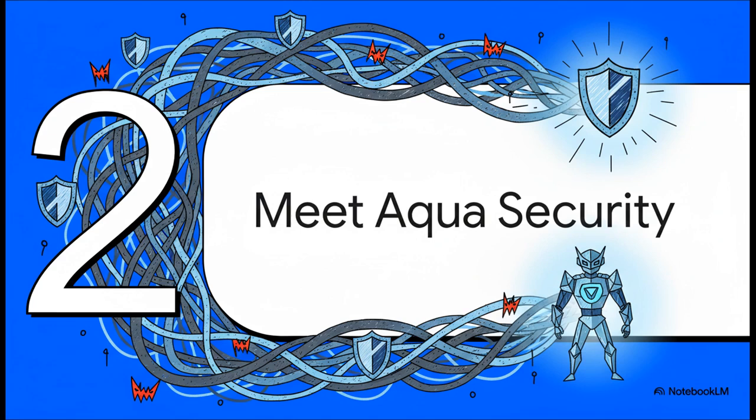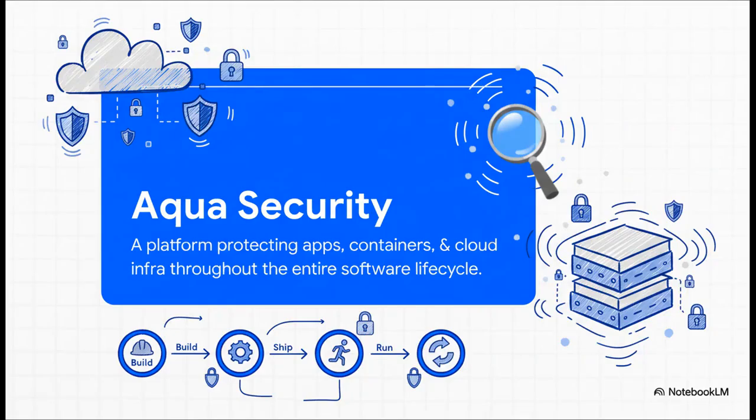Well, that's where you need a specialized tool. So let's meet our subject for today, Aqua Security. Okay, so that's the official definition, but what does it actually mean? It means Aqua is built from the ground up to protect every single piece of that modern stack we just looked at. And this part is absolutely crucial. It does it at every single stage, from the moment a developer writes the first line of code all the way to when that app is live and running.